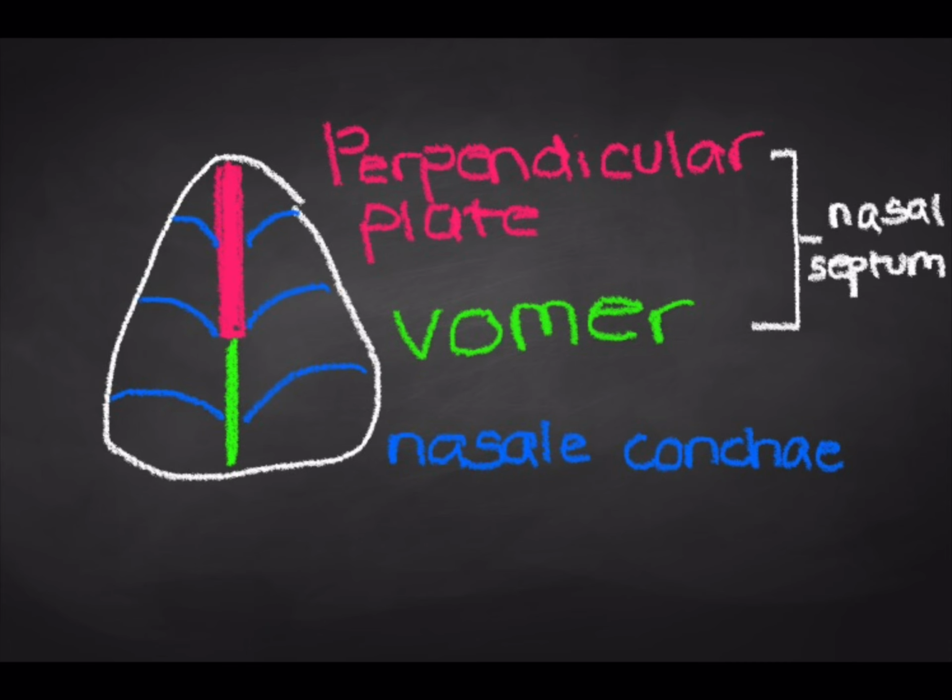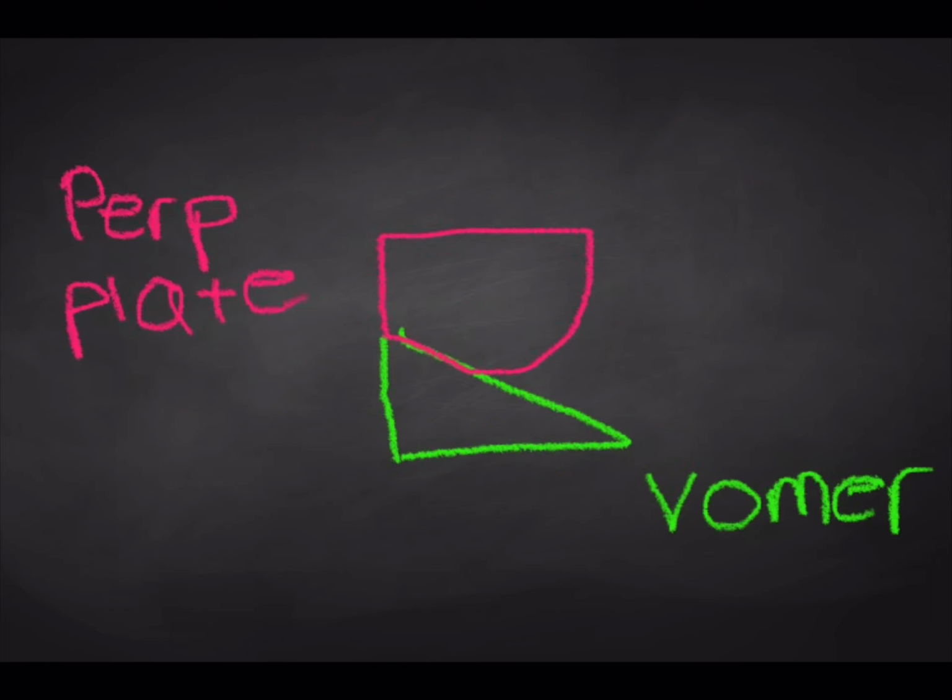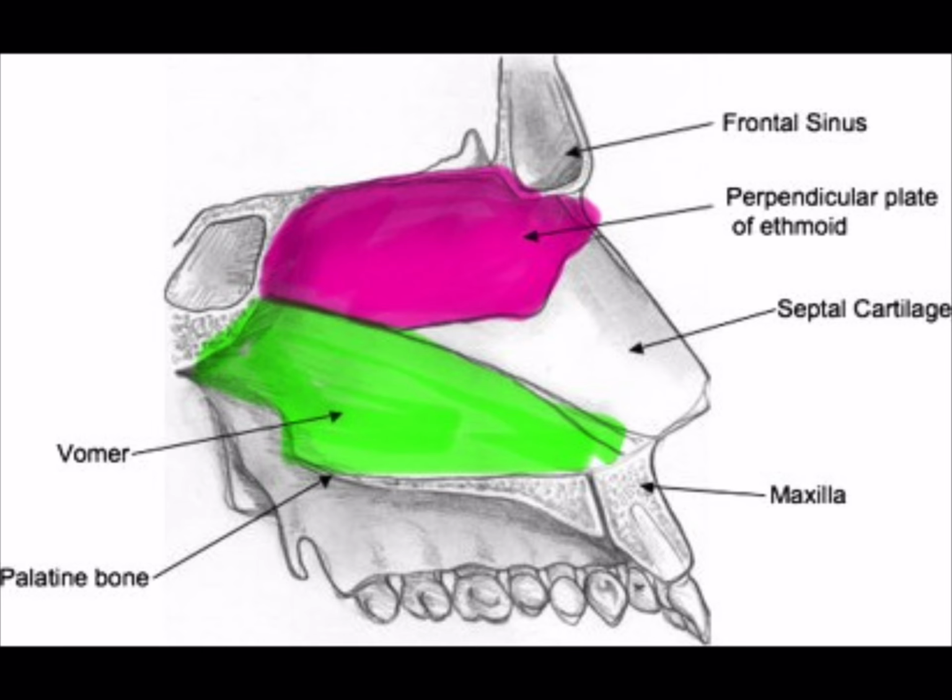Next, we will be looking at the nasal septum. It consists of the vomer and the perpendicular plate of the ethmoid bone. From the side view, the perpendicular plate and vomer sit on each other like this, which is crucial when you're looking at the actual skeleton. And also you can see here what it looks like on the actual human face.